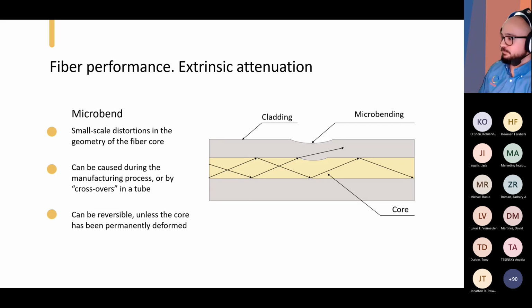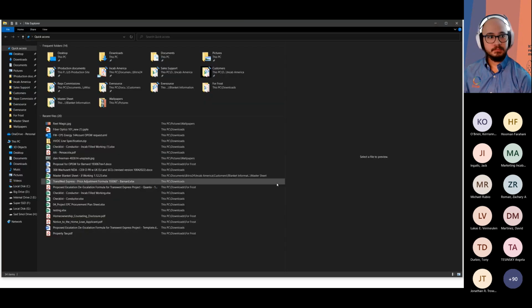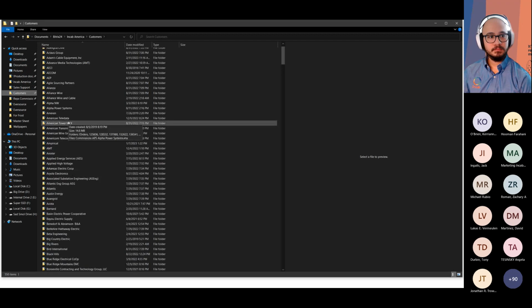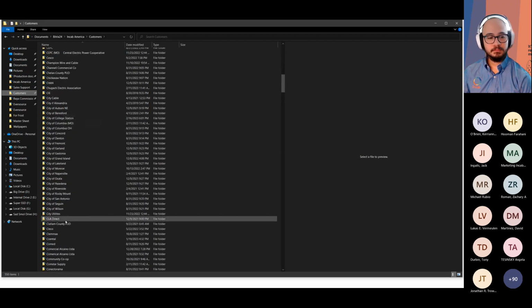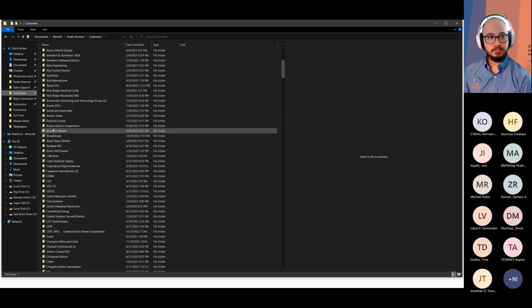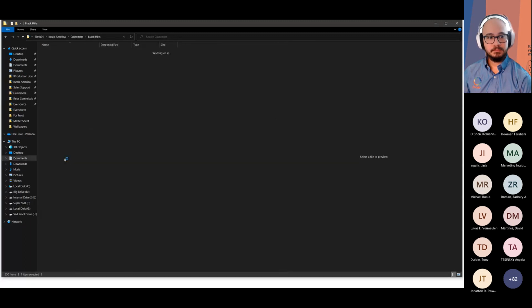Any more questions? Example of finished cable bend radius. Okay, yeah, give me just a moment. I'll pull something up.